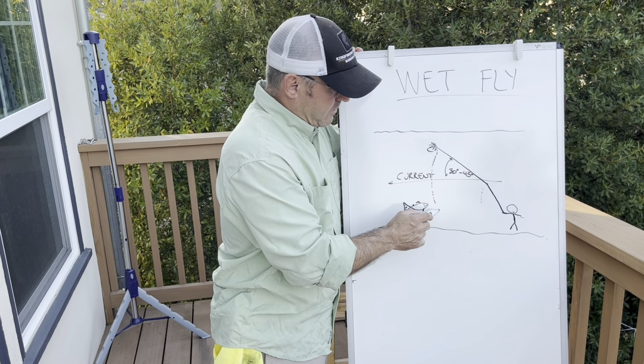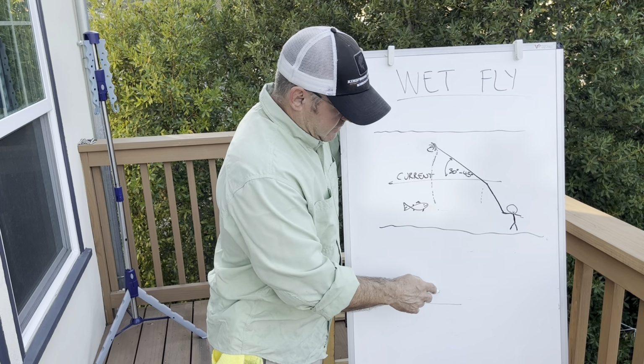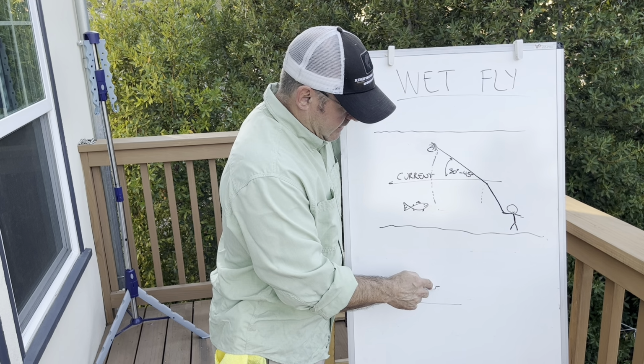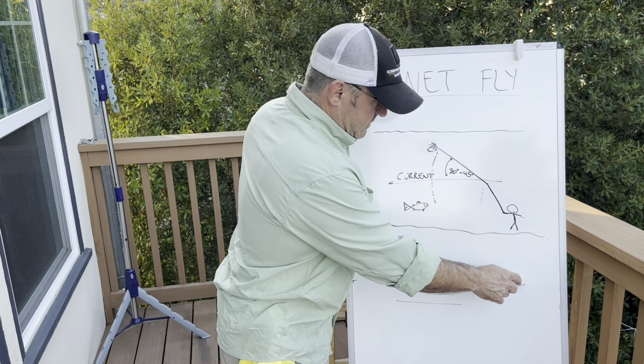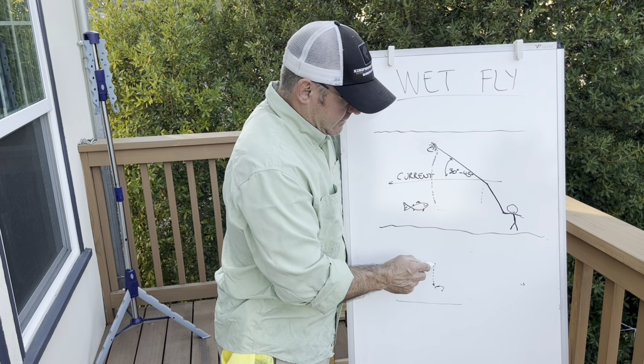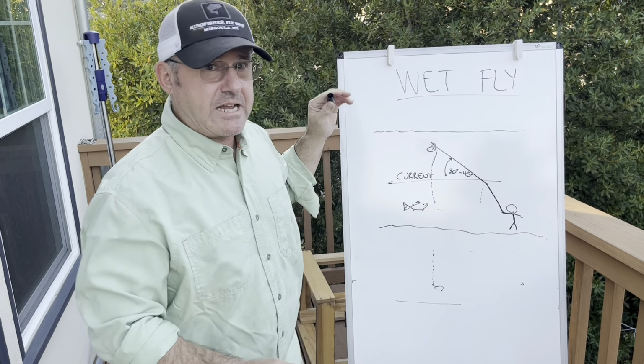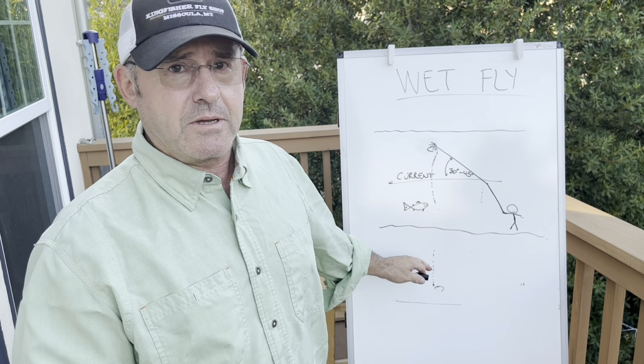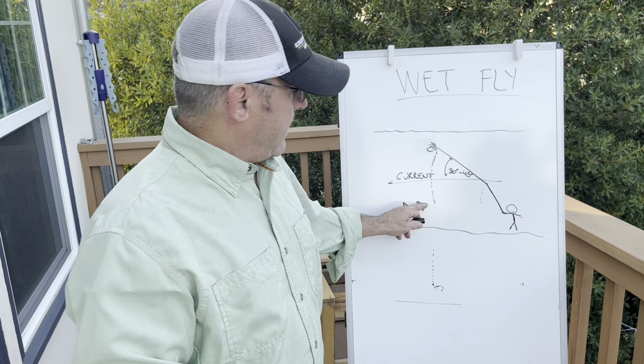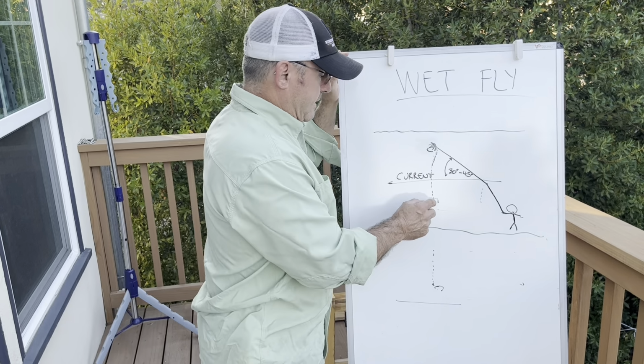When it's directly down below you, now it's down here, and you're over here, it's directly below you. It's going to start to rise in the water column. It's going to look like a natural insect coming from the bottom of the stream or river. And a lot of strikes happen in this area right here.